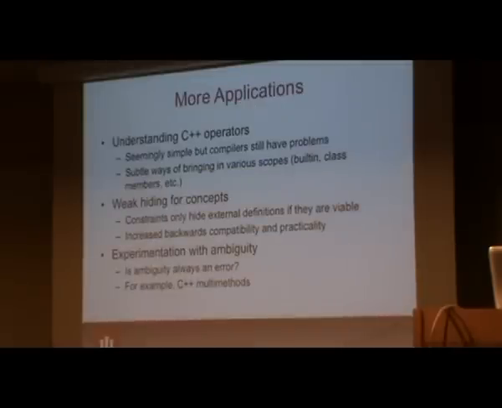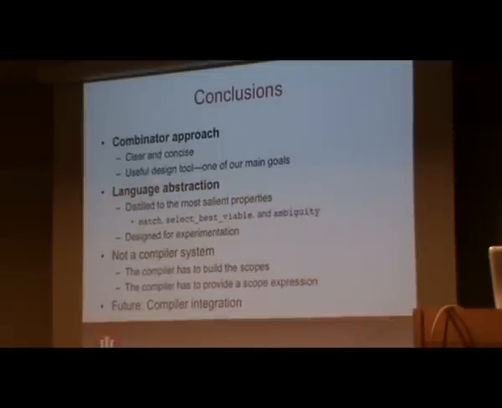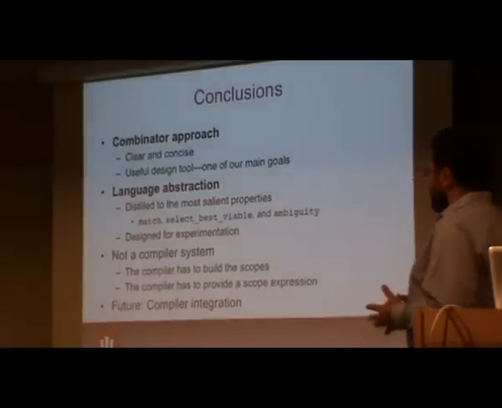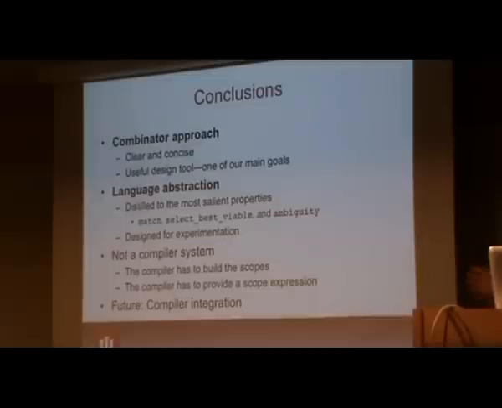Okay, so in our paper we have some more applications. We talked about weak hiding for concepts, and we had some experimentation with ambiguity. Well, so conclusions. Our goal was to make things simple, and we thought that combinators are a great way to do this. You can write something that resembles algebraic expressions. So it's clear and concise, and it's really great to discuss things on the whiteboard and actually understand what is going on in a language.